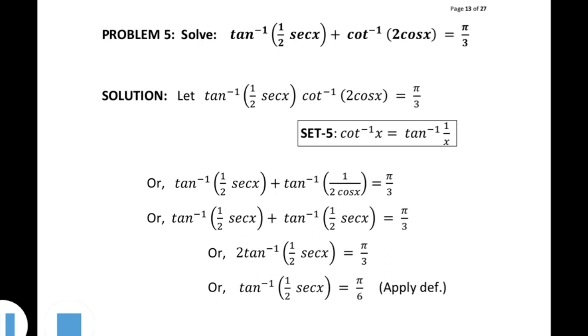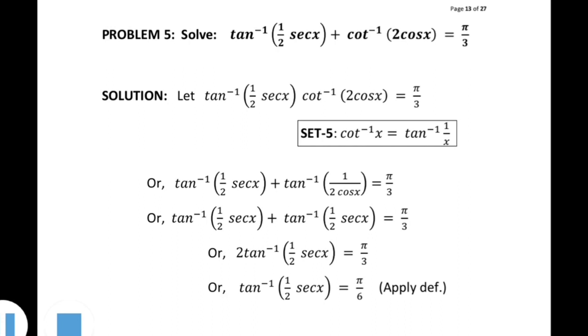So here if we simplify we get the third step as tan inverse (1/2 sec x) plus tan inverse (1/2 sec x) equals pi by 3. Adding these two in the left hand side we get 2 tan inverse (1/2 sec x) equals pi by 3, and after simplification we get the fifth step here, tan inverse (1/2 sec x) equals pi by 6.